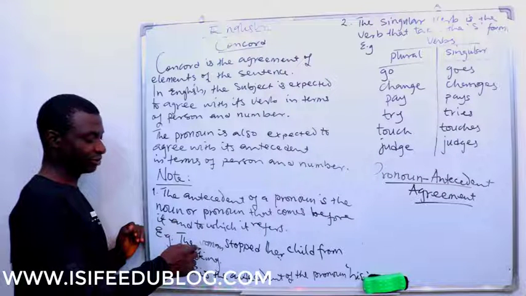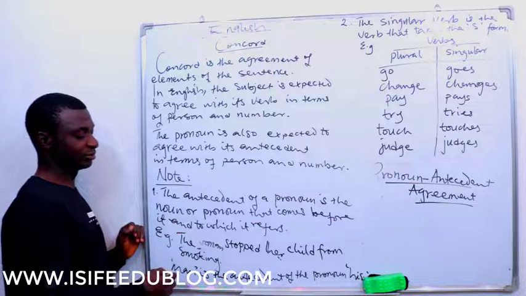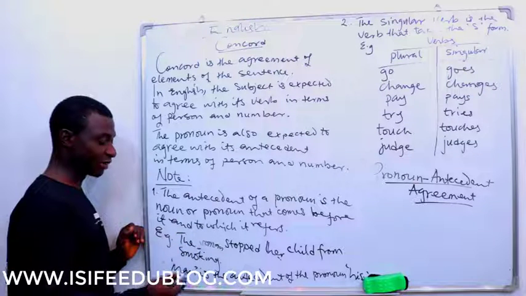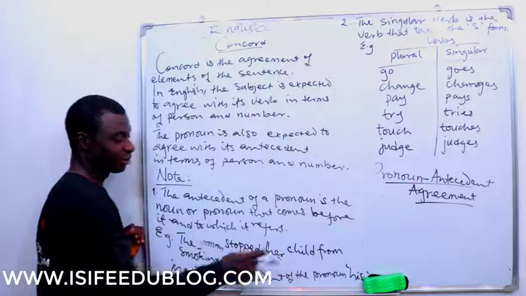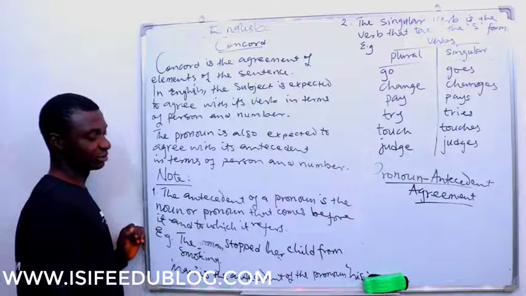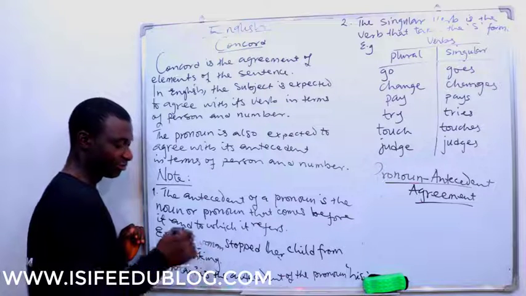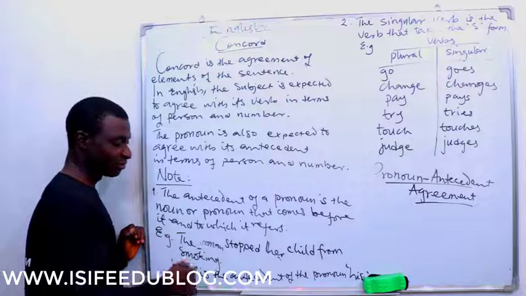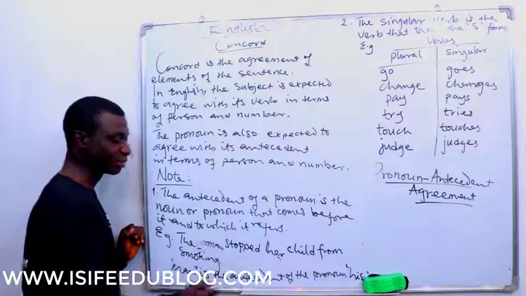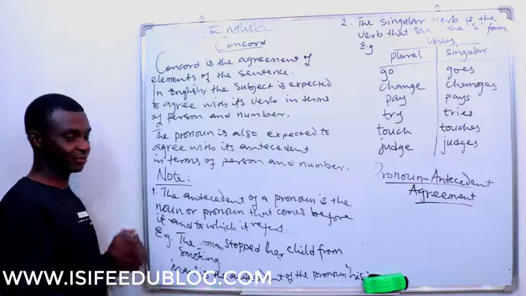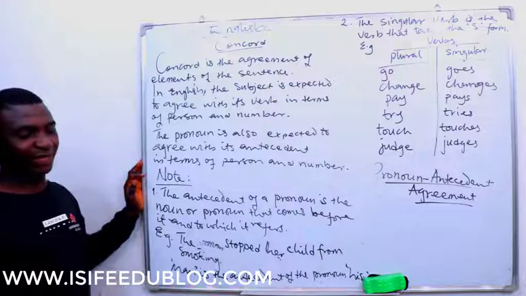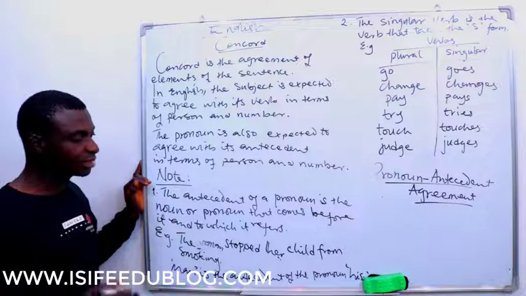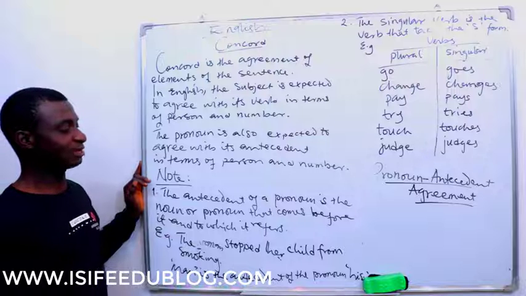The noun or the pronoun that comes before another pronoun. The noun that came before, or the pronoun that came before another pronoun, is the second pronoun's antecedent. I came before my children, so I am the antecedent. That's what we mean.